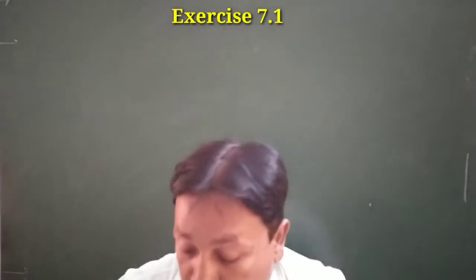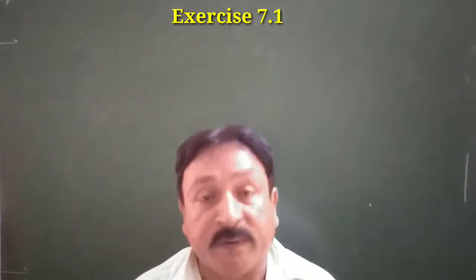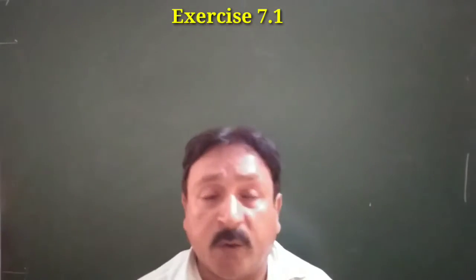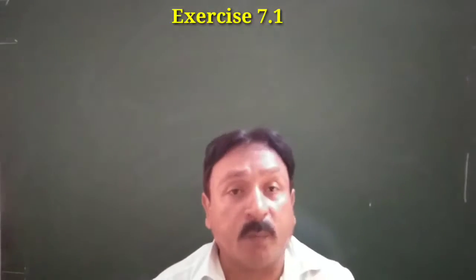Class 10, and today we are going to start exercise 7.1, question number 7. Yesterday I had explained the concept and then the solutions of question number 1 to question number 6. Now see question number 7 on the board. Find the point on the x-axis which is equidistant from (2, -5) and (-2, 9).